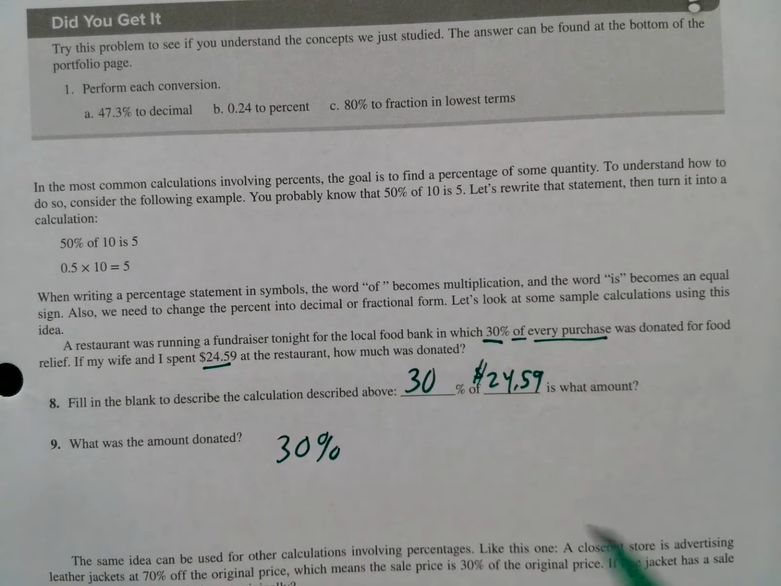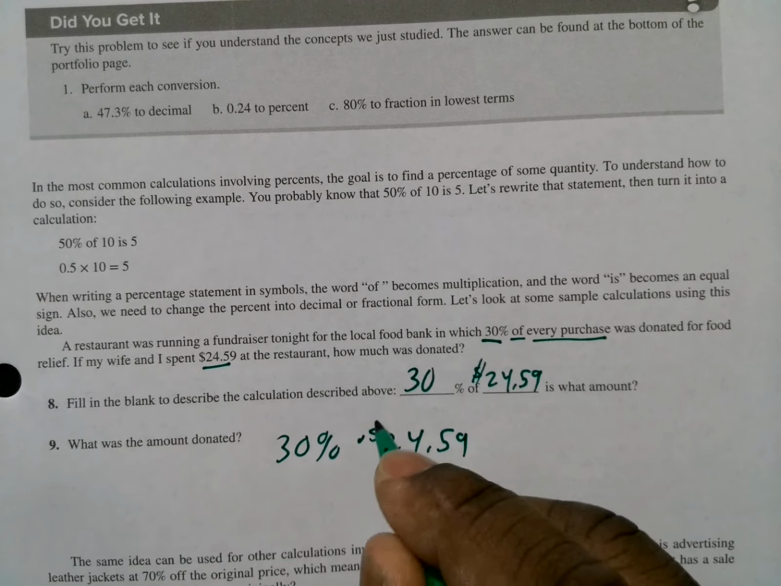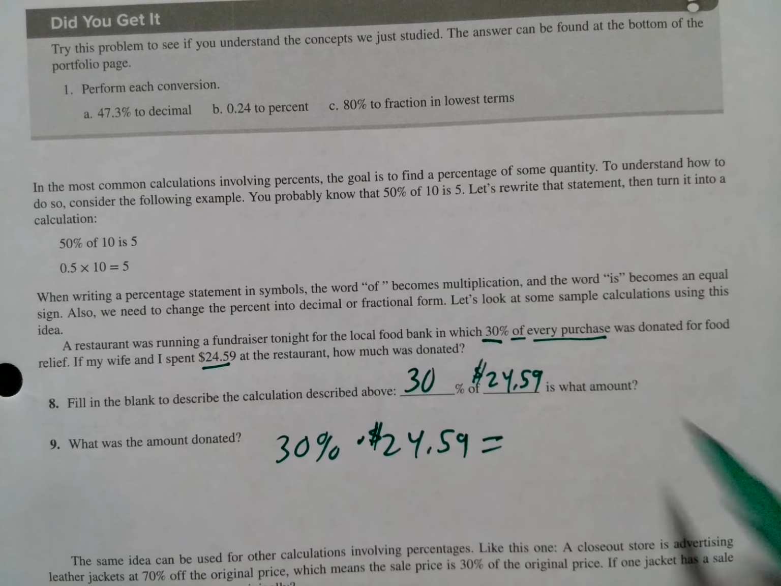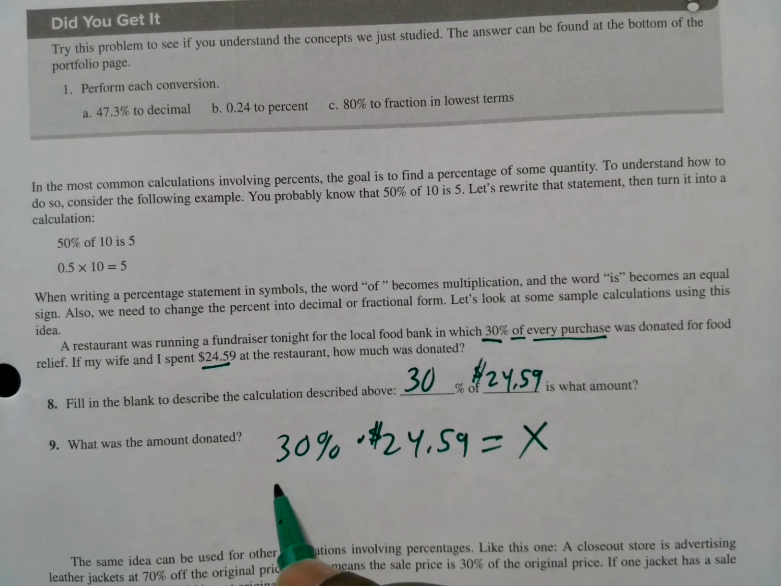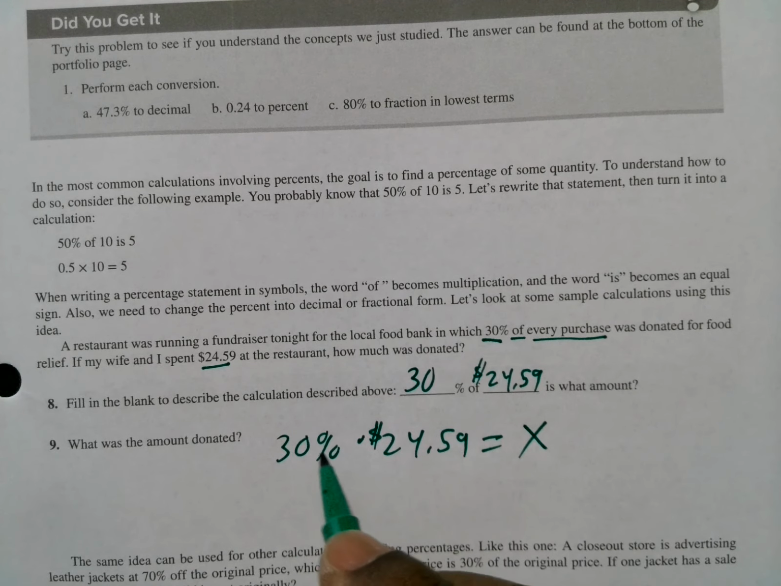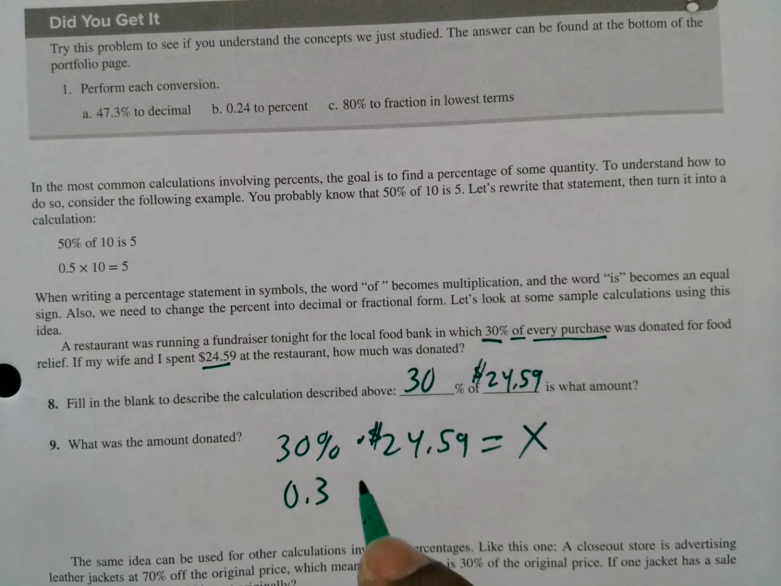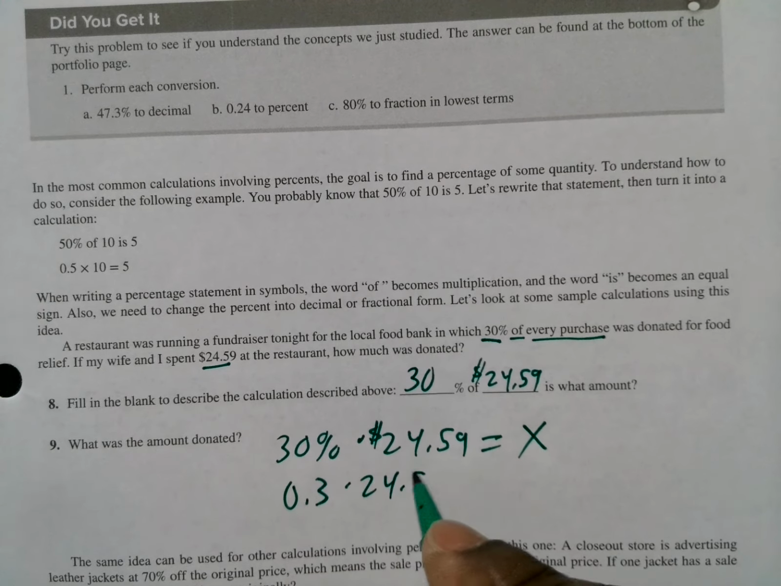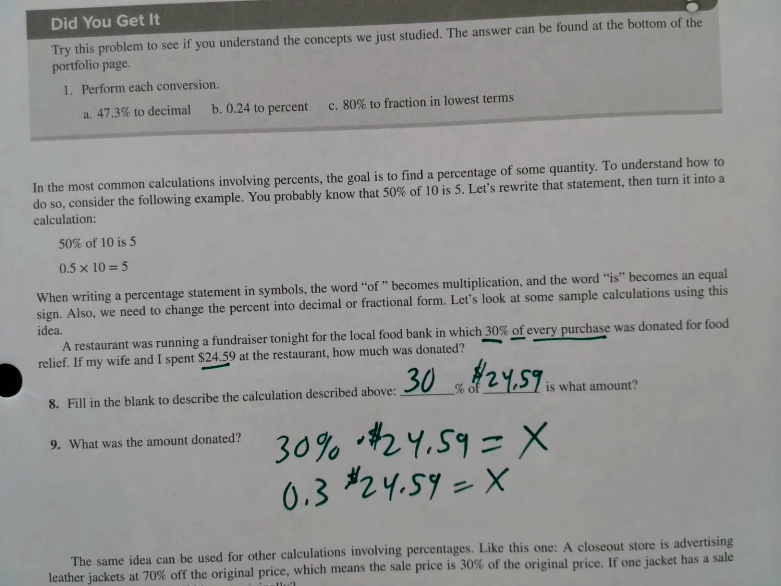It'll be 30% of, which means multiplication, 24.59 is, which is equal, and what number we don't know. So now, we would change this 30% to a decimal. We'll drop the percent, move the decimal 2 places to the left. It'll be 0.3 times 24.59, and that equals x. So now we will put this in our calculator.